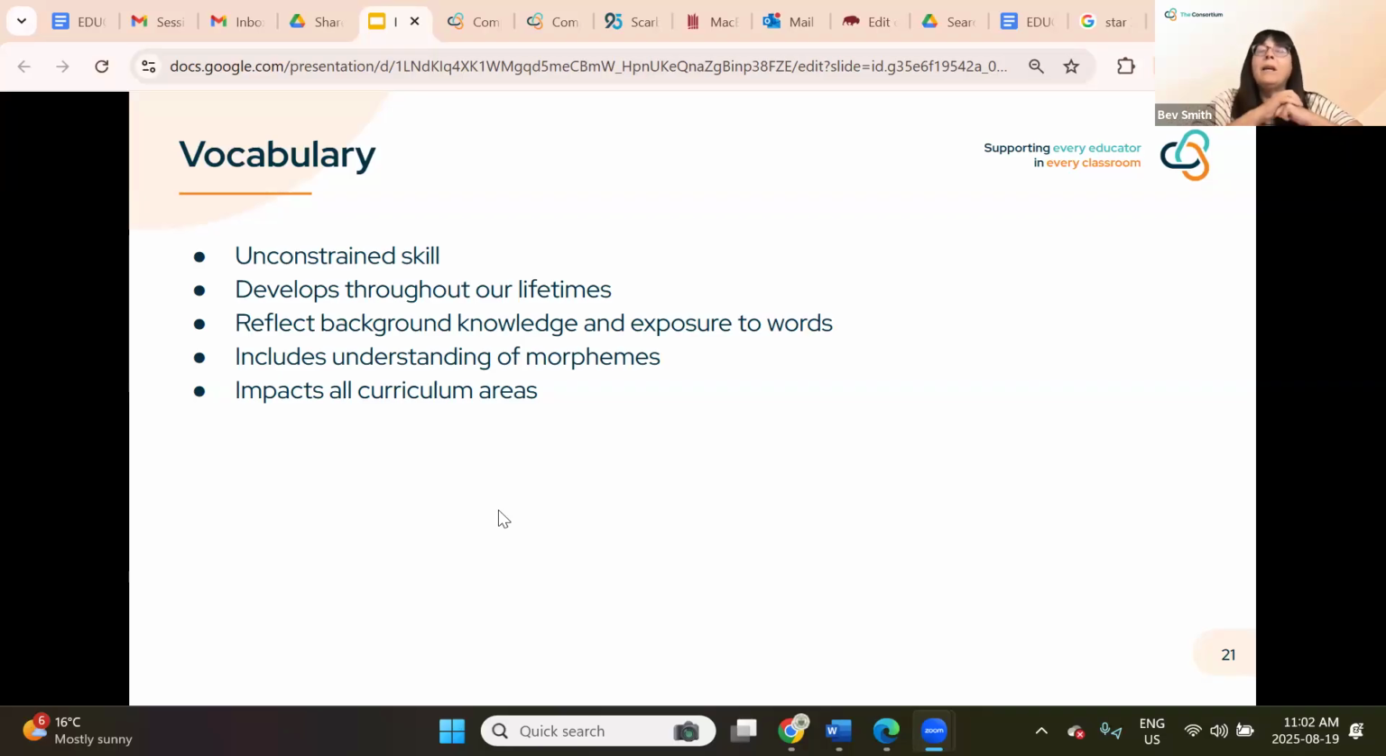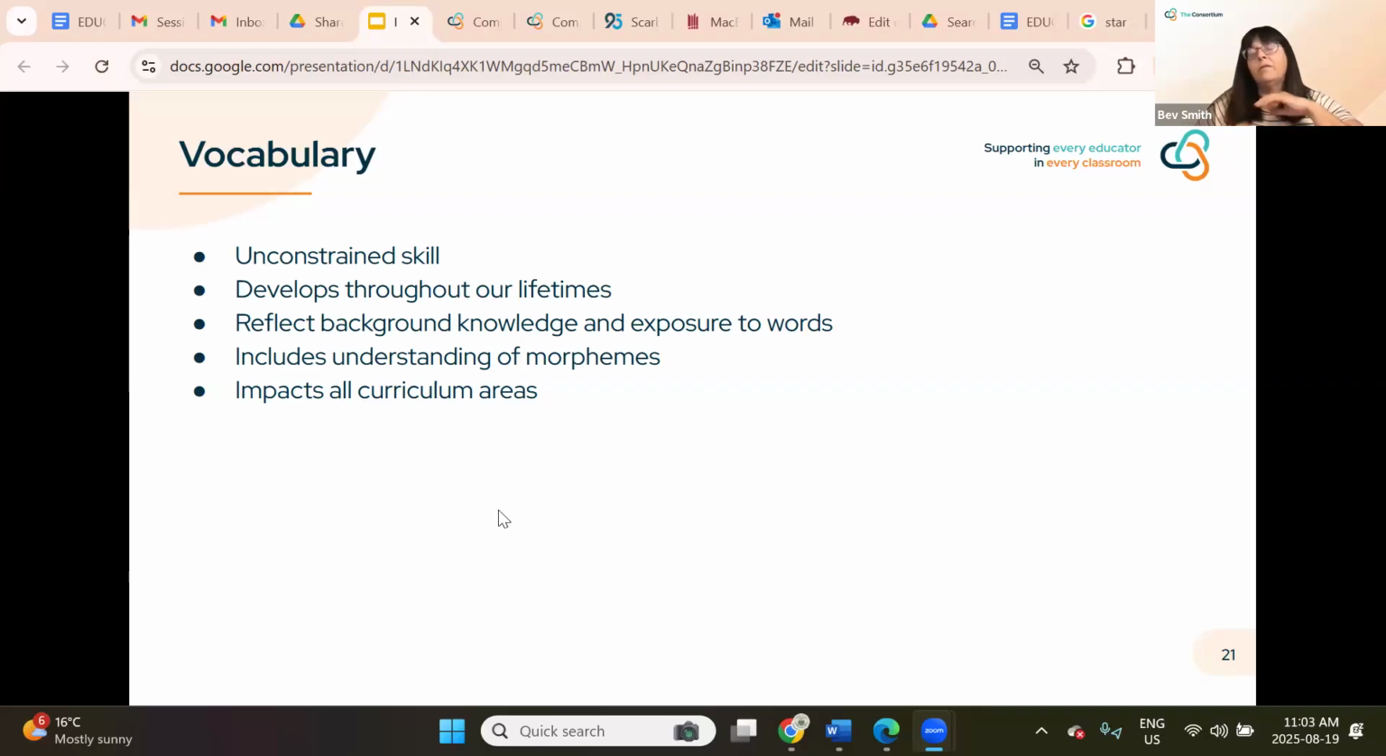It also includes our understanding of morphemes. My husband and I were talking the other day about polymers and polynomial, and I said, if you know what poly means, then that helps you to understand so many other words, right? If I know that poly means many, a polygon would mean many sides. So all of those things would help us to understand lots of other words. And vocabulary is one of the biggest impacts in all curriculum areas.